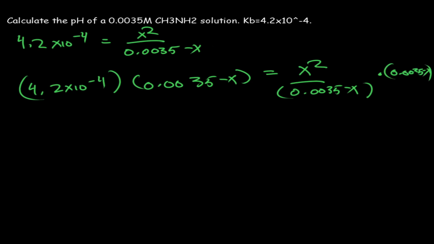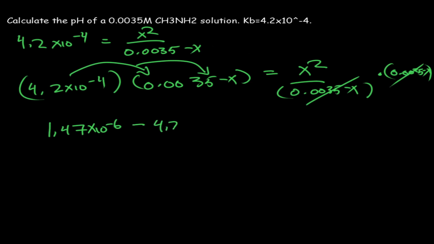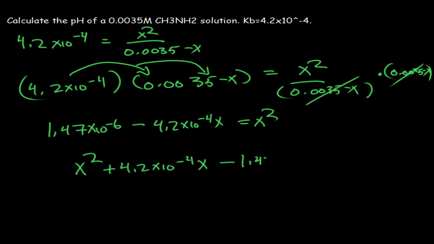We see that the denominators will cancel out here, and we want to distribute this value. We're going to get an equation of 1.47 times 10 to the negative 6 minus 4.2 times 10 to the negative 4x is going to equal x squared. If we rearrange this equation to make it equal to 0, we're going to get x squared plus 4.2 times 10 to the negative 4x minus 1.47 times 10 to the negative 6 is going to equal 0. Next, we have to use the quadratic formula.